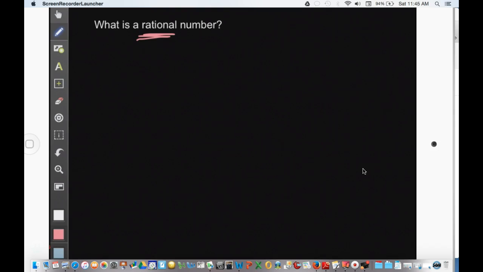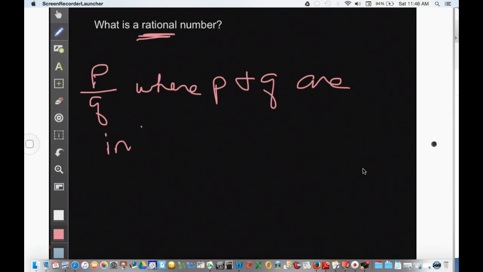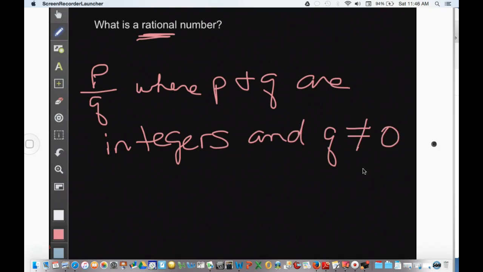So a rational number is basically any number that can be written in the form of a fraction. Technically, we say a rational number is a number that can be written in the form P over Q, where P and Q are integers, and Q does not equal 0. For example, 2/3 is a rational number. It's the ratio of two integers.